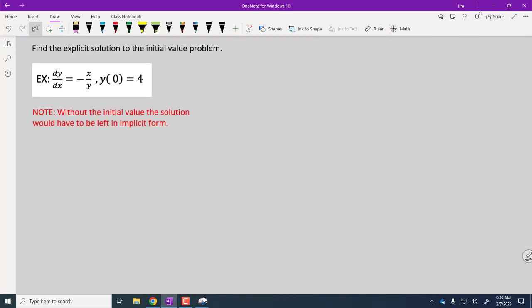So let's do one more. Why don't you all try this one? Separate it and see if you can find an explicit solution. Let me know if you're stuck and need a little nudge.